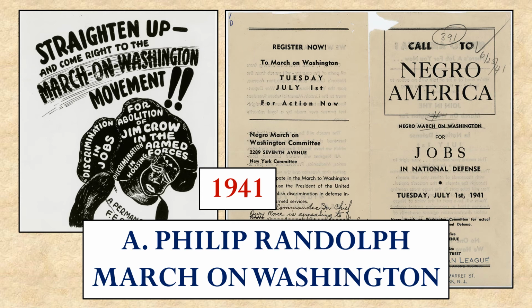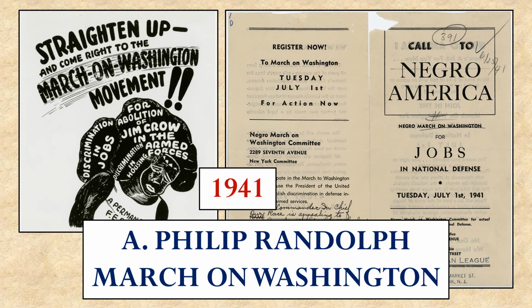Now, the union that he was the leader of, the Sleeping Car Porters, was primarily a job classification that was held by black men. They were the servants on the sleeping cars on trains. So this union was a union of black employees. So he used his position over this large number of black workers to try to organize this march.